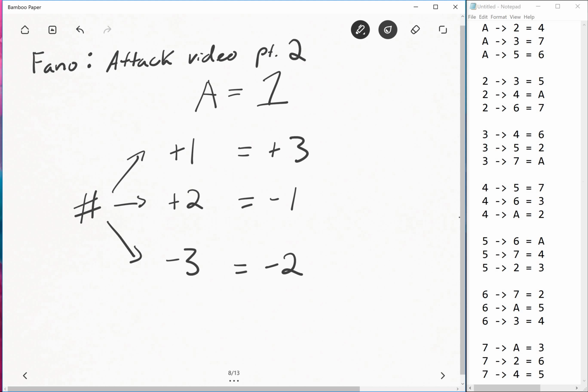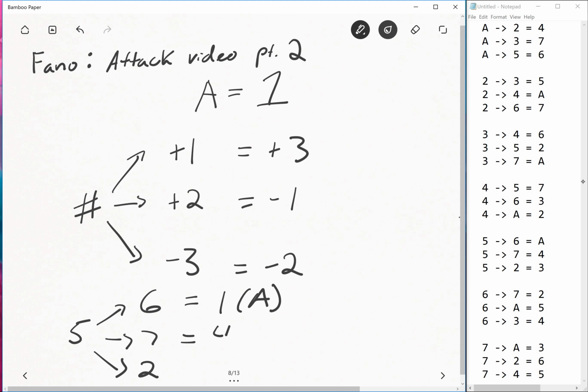As an example, let's pick one out of the list. A 5 can attack 6, 7, and 2. If it attacks a 6, it could become a 1, or an ace. If it attacks a 7, it could become a 4, and if it attacks a 2, it could become a 3. Memorizing these 3 mathematical operations will make playing the game much faster and more competitive.